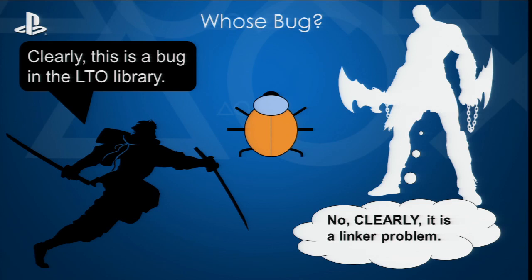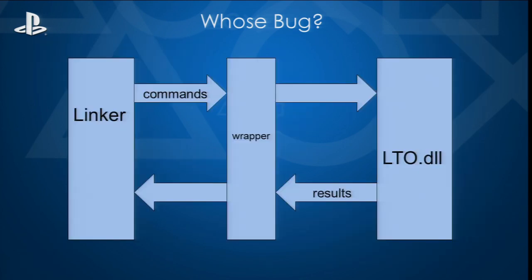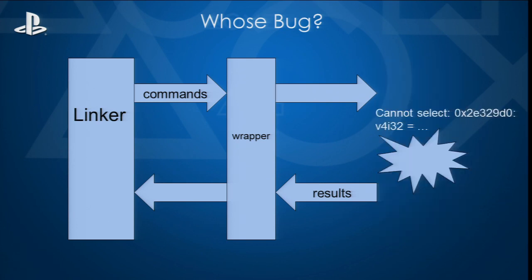Now we have LTO calls all over the place in the linker code base. So how to debug LTO problems, or how we even assign bugs to the appropriate teams, becomes a challenge. To make this less of a problem, we used a separate wrapper process to relay LTO calls between the linker and LTO.dll. One advantage of doing that: if there is ever a crash inside the LTO library, the linker does not immediately crash as well.